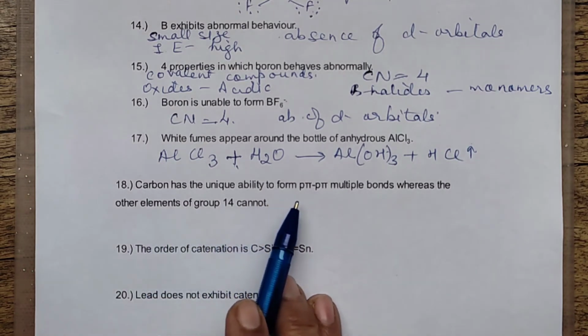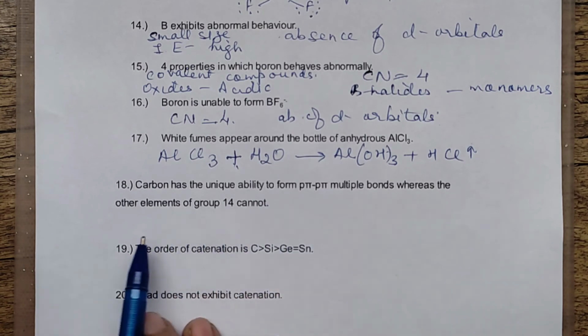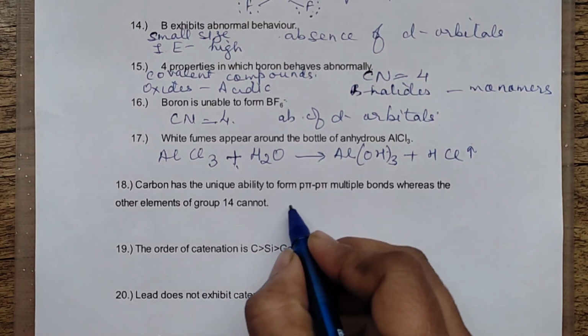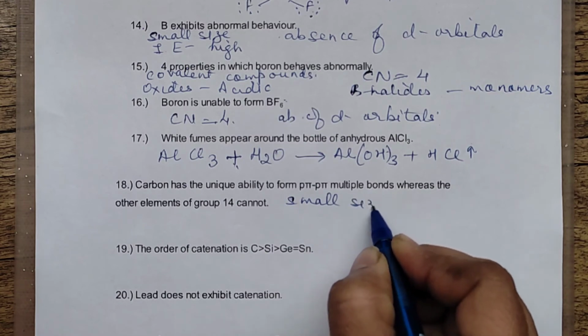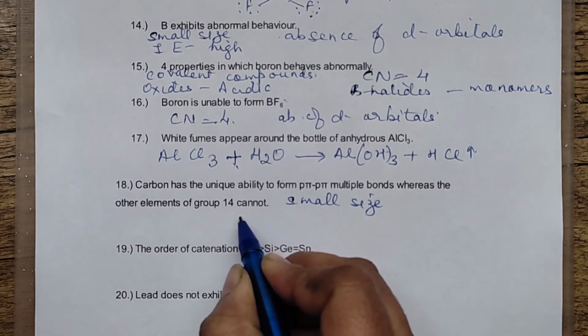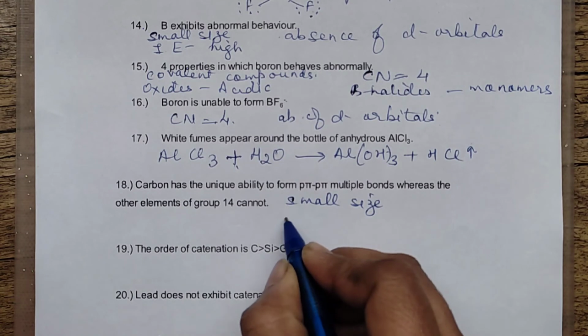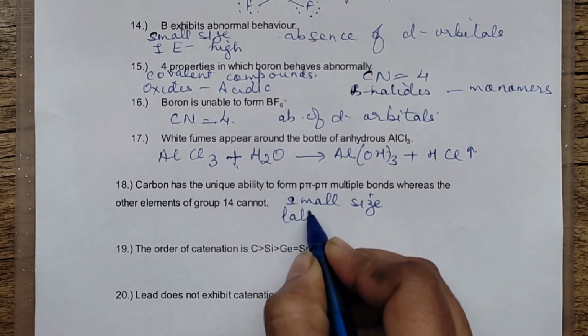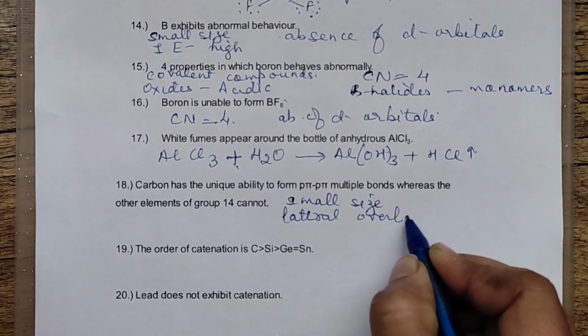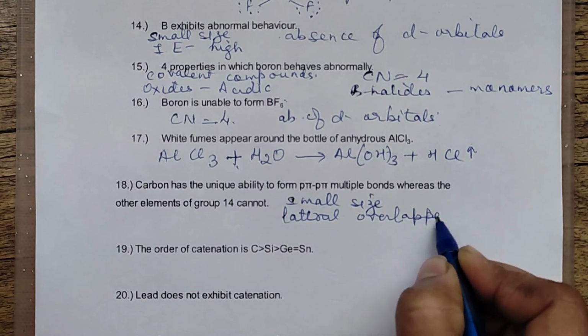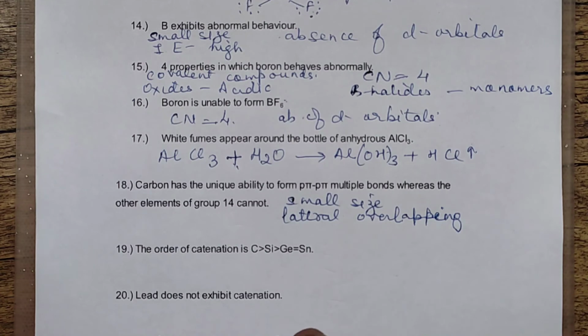Carbon has a unique ability to form p-pi multiple bonds, whereas other elements of carbon family, group 14, cannot. So the answer to this is that carbon has small size. Because of the small size of carbon, it has the tendency to overlap laterally. Lateral overlapping is effective in case of carbon.